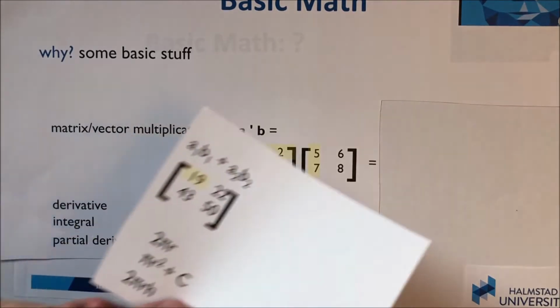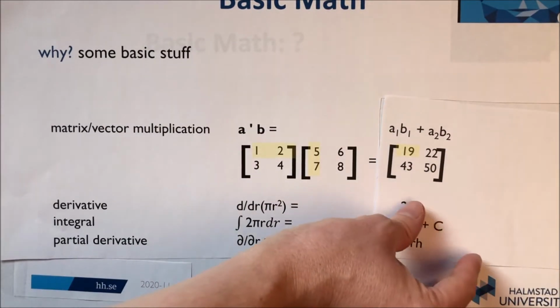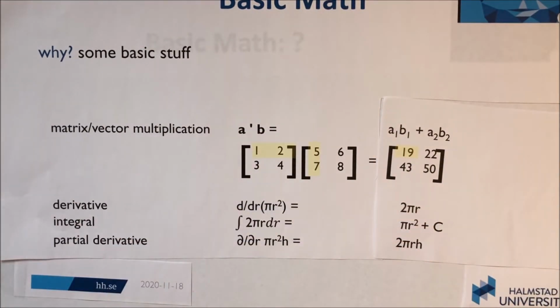When we want to multiply vectors or matrices, well, matrices in this case, you can see that we multiply the columns on the right by the rows on the left, like this. So if we have 1 and 2 and 5 and 7, then we'll get something like 19. For the derivative, if we have something like pi r squared, we'll get 2 pi r. Integral, the integral of 2 pi r, we'll get something like this, pi r squared plus some constant. And the partial derivative with regard to r here would be 2 pi rh.